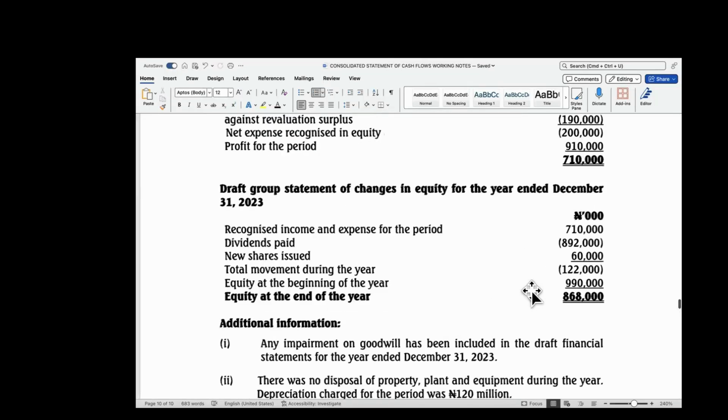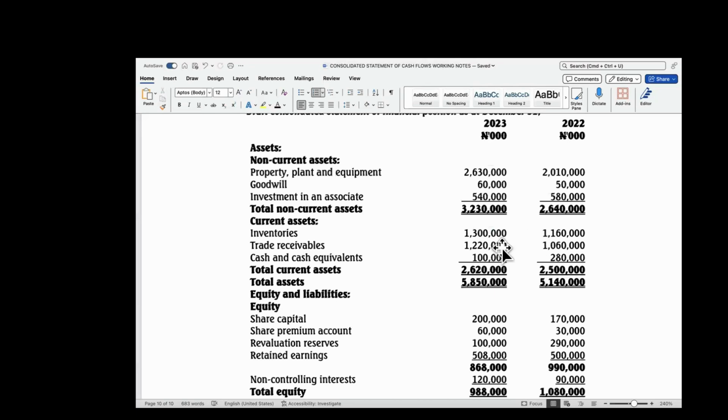After inventory, what's the next item? Trade receivables. Opening is 1060.